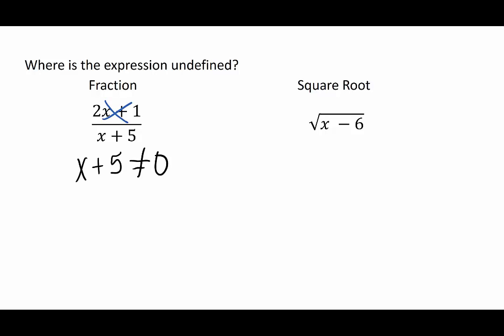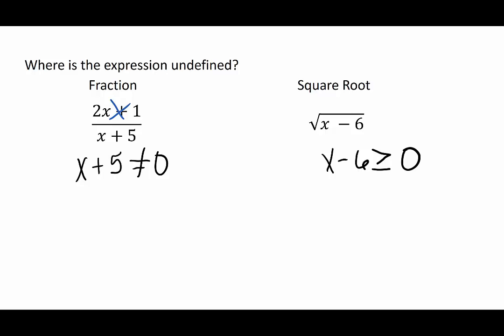So with rational expressions, you ignore the top. That's why I crossed it off. So ignore the top. Put the bottom not equal to 0. The bottom of a rational expression cannot be equal to 0. With the square root, you cannot have the square root of a negative number. That means the inside of the square root must be either 0 or positive.